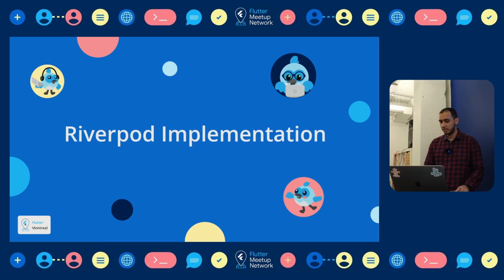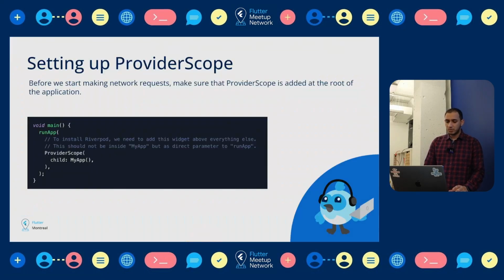And now the important part: how do we implement Riverpod? First most, you have to set a ProviderScope at the root level of your project. Basically in your main.dart, above my app, on the top level of the widget tree, so that you can easily use Riverpod throughout your application.